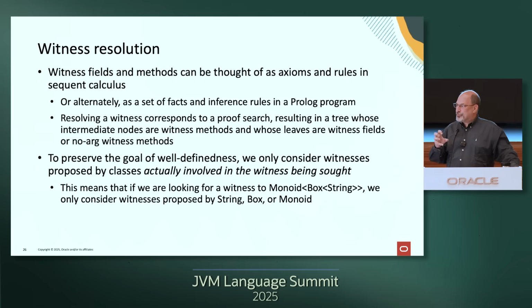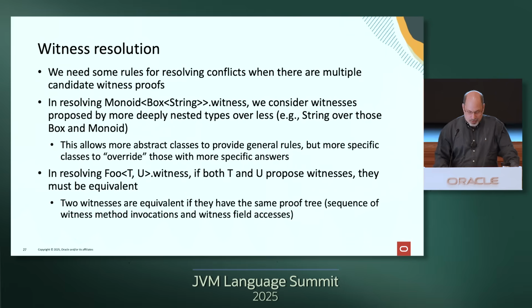And of course, there's some rules for what if they both have an opinion? How do we resolve conflicts? But this is what's going to give us that well-definedness that we're looking for. So the conflict resolution rules are actually pretty simple. They are kind of inspired by other rules that are already in the language if you kind of squint and tilt your head a little bit. So when we're looking for monoid of box of string, we're going to take string's opinion over box. We're going to take box's opinion over monoid. And you can think of that as monoid might have a general opinion, and box might override that opinion, and string might override that opinion further.